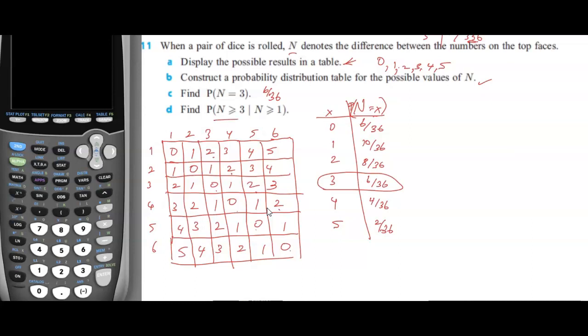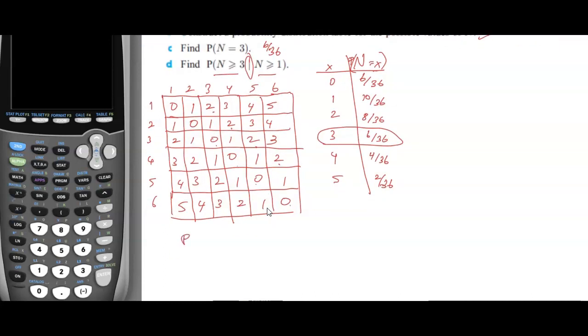Find the probability that n is greater than or equal to 3, given that n is greater than or equal to 1. So remember, conditional probability. Look on your formula booklet. On your formula booklet, it says that the probability of n is greater than or equal to 3, given that n is greater than or equal to 1, is the probability that both are true divided by the probability that this one is true.